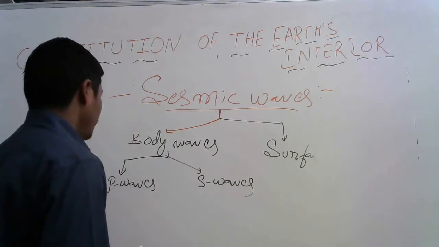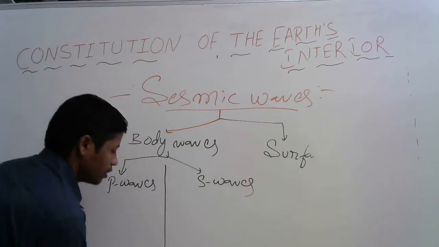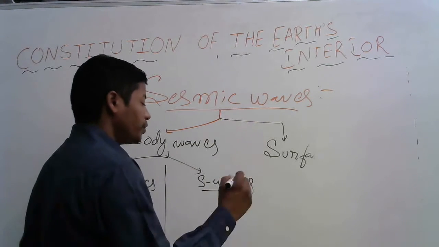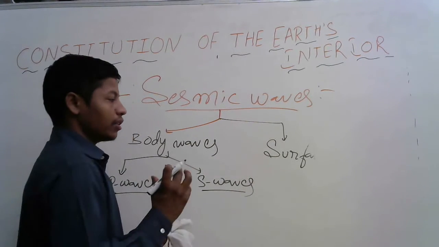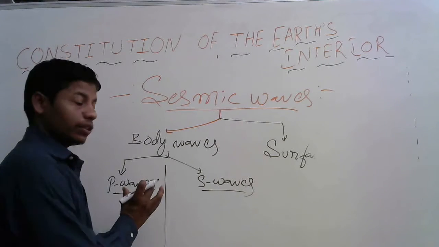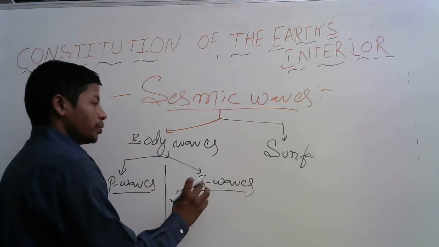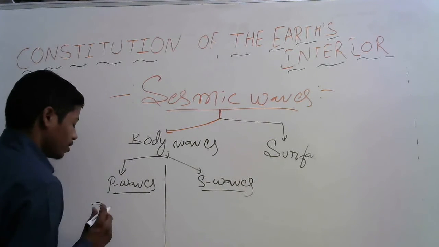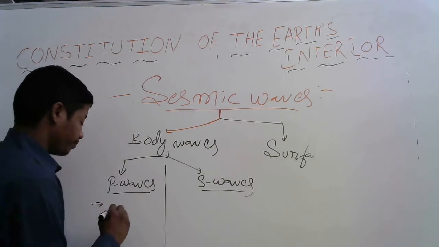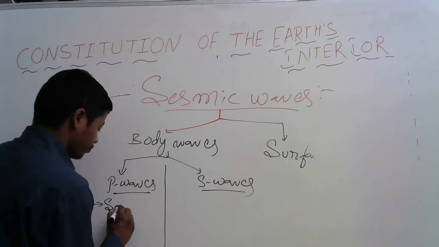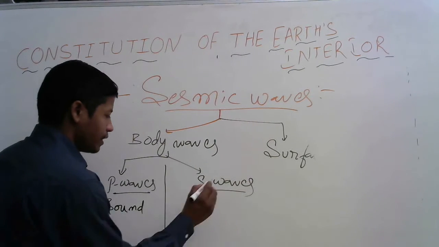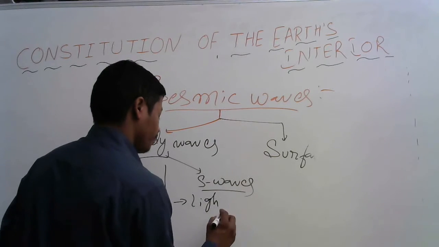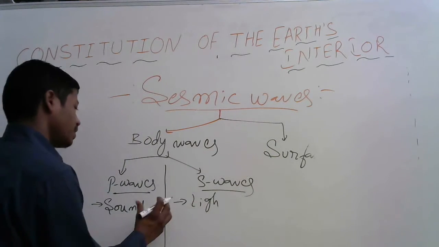Important one: P waves and S waves characters. It is very important. If you know the basic characters of P waves and S waves, they are used to predict the earth's interior. P waves are similar to sound waves. S waves are similar to light waves.